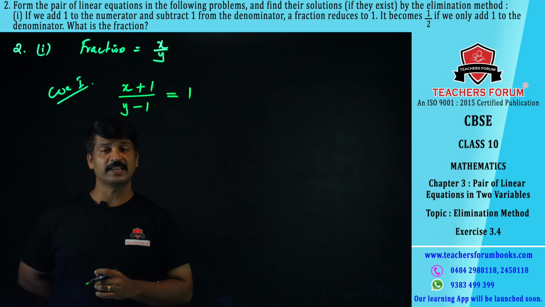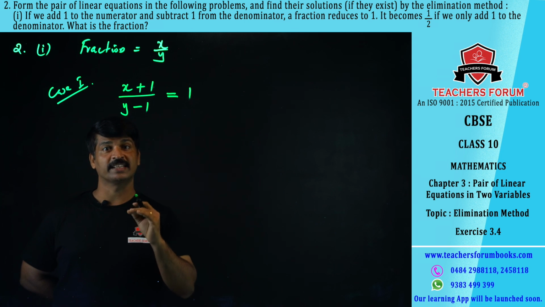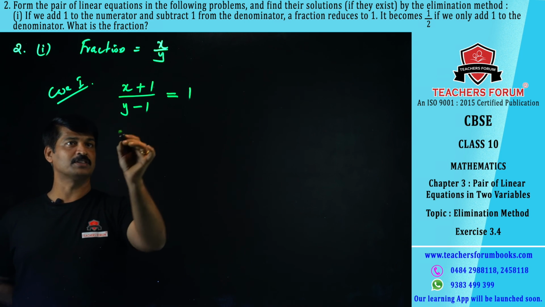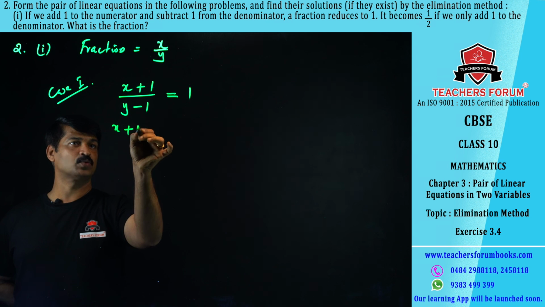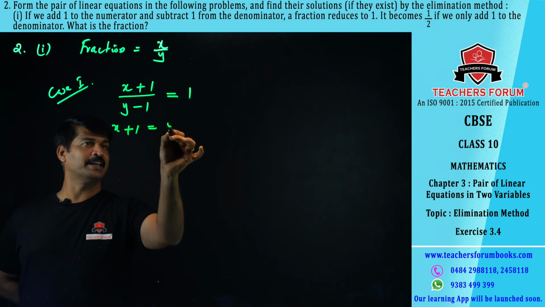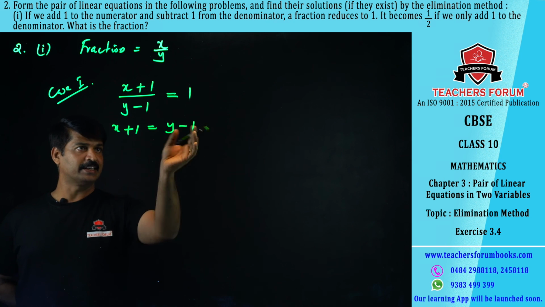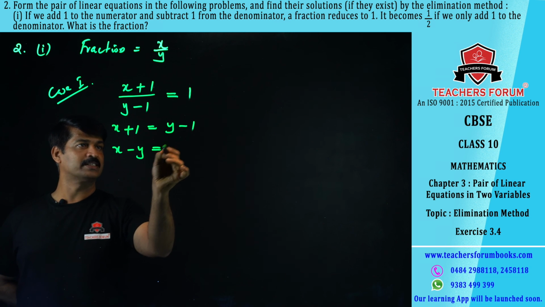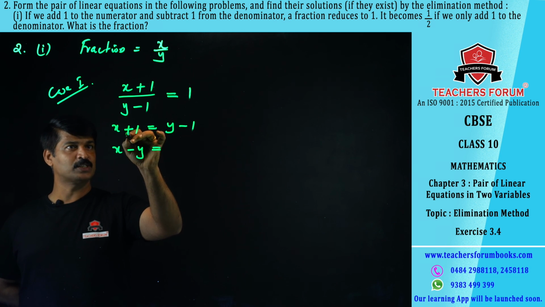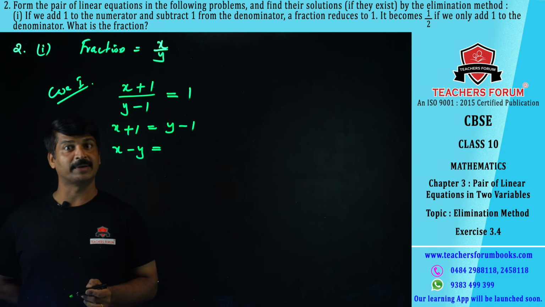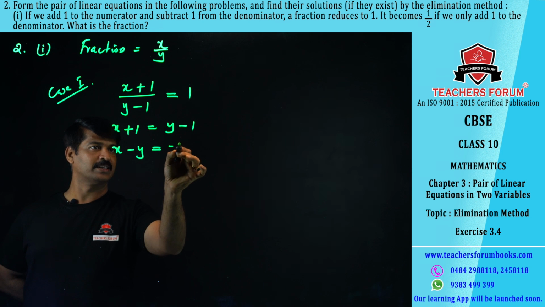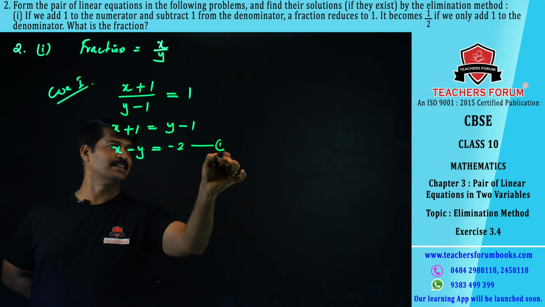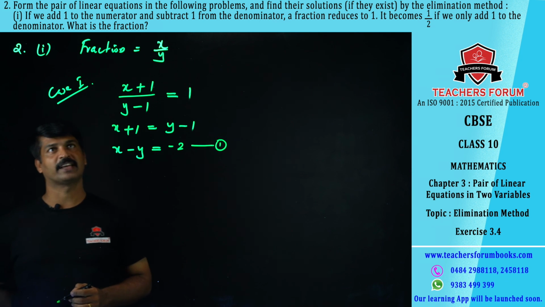That is (x+1)/(y-1) = 1. If you cross multiply, you will be getting x + 1 = 1 into (y - 1), that is y - 1. Let us take y to this side. You will be getting x - y = -1. This plus 1, when you take to the other side, also becomes minus 1. So -1 - 1, that is -2. You get the first equation from case 1.